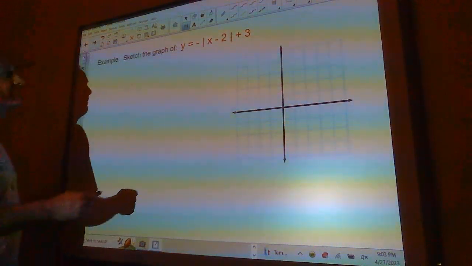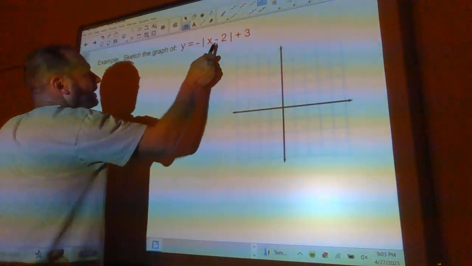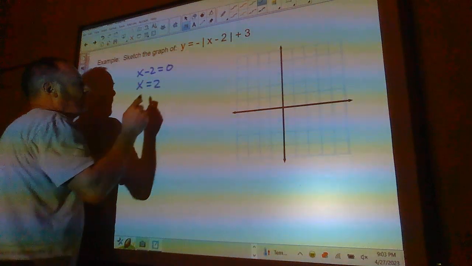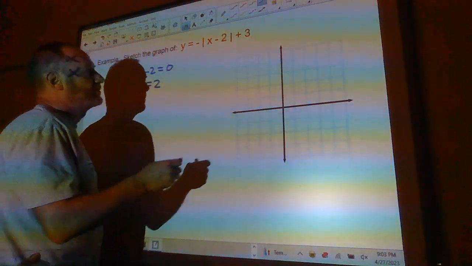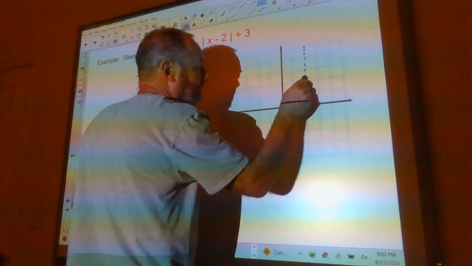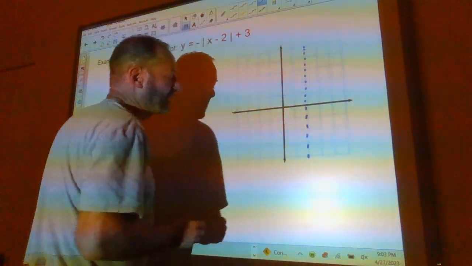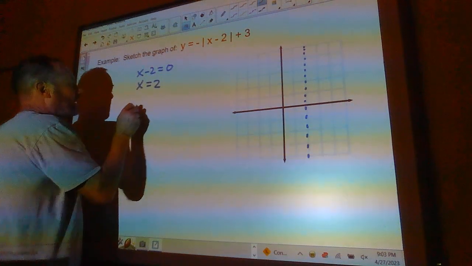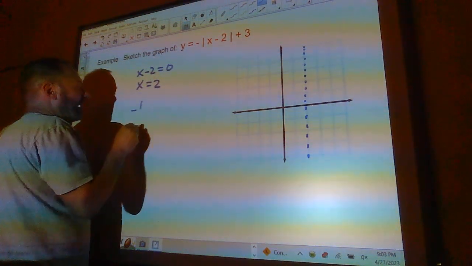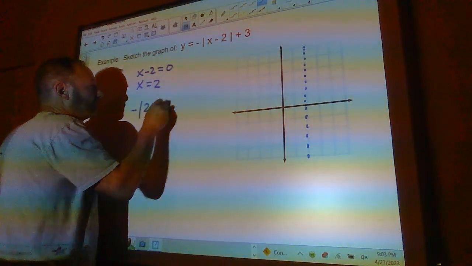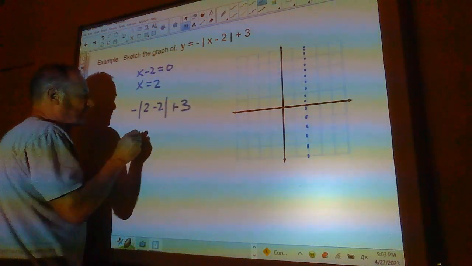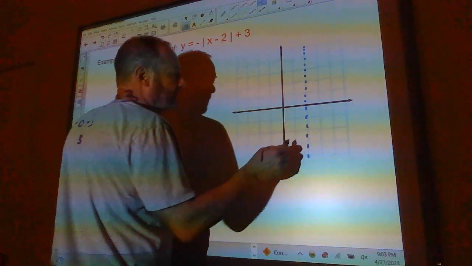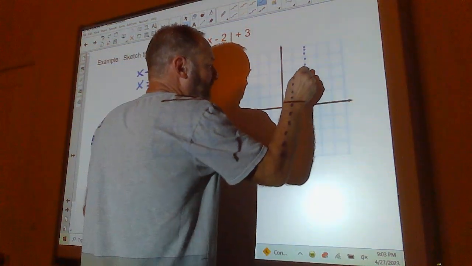Okay, so let's just look at this one. X minus 2, set it equal to 0. Solve it. Okay, my axis of symmetry is going to be at 2. It's going to be right here. My vertex is going to be somewhere on there. Where's it going to be? Plug it back in. Okay, so negative absolute value of 2 minus 2 plus 3. Oh, that's going to be negative 0 plus 3, which is going to be 3. 1, 2, 3. There's my vertex right there.